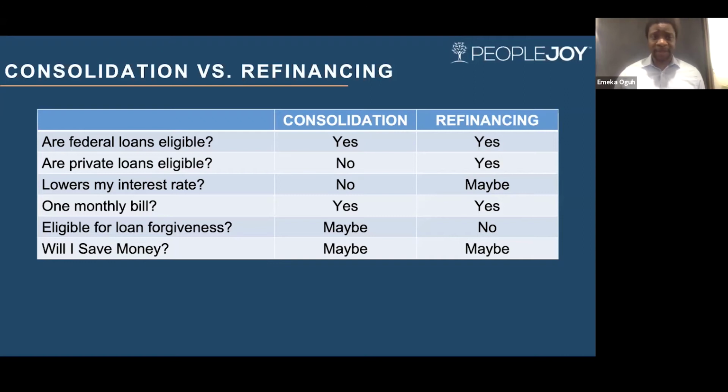So it doesn't work the other way. With consolidation, it's not lowering your interest rate, it's just averaging everything together. With refinancing, you may get a lower interest rate. In both cases, you're going to get one monthly bill.